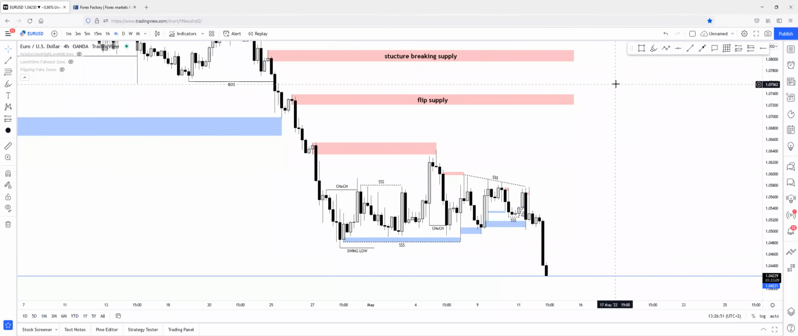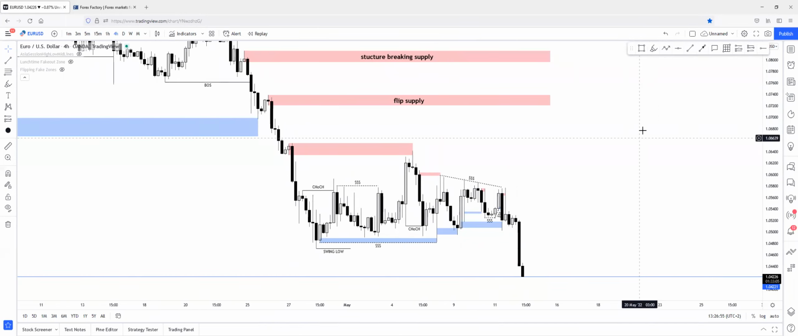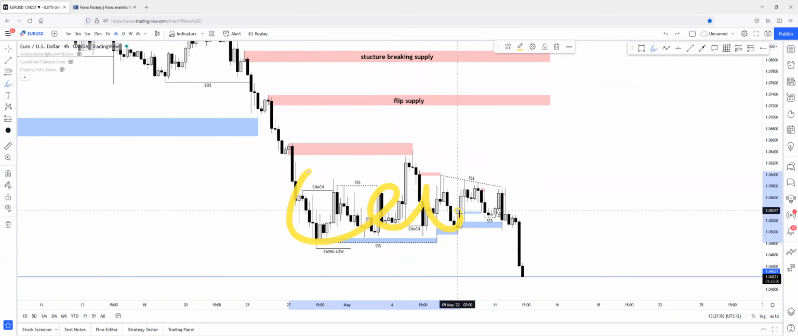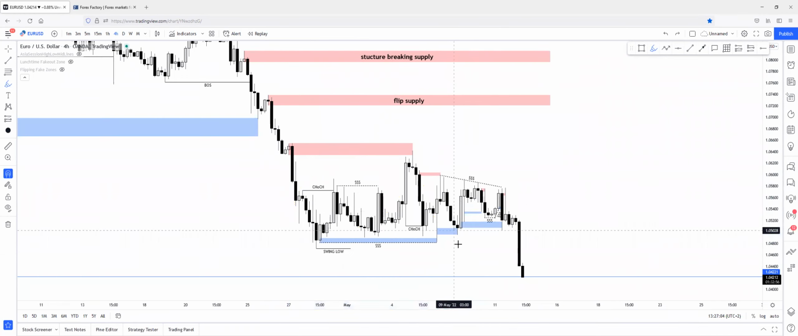So anyways, let's start the analysis. It's pretty obvious what happened on the chart. Basically, these are the movements for the past week, because price was ranging, and as I said, downside liquidity or upside liquidity will be swept. What has happened?